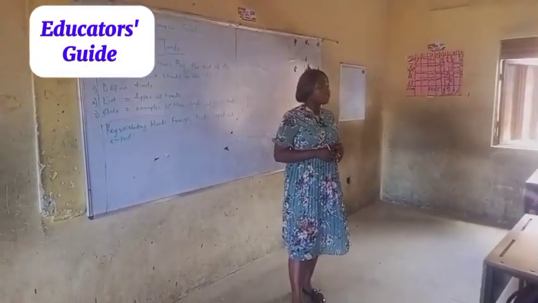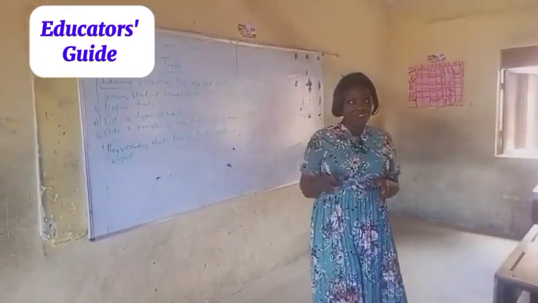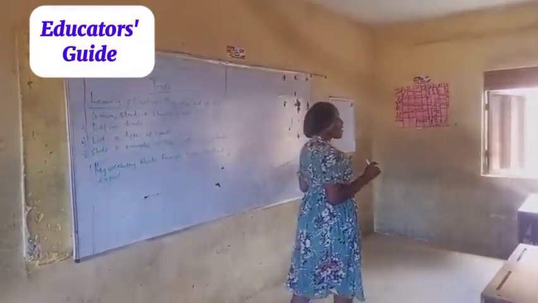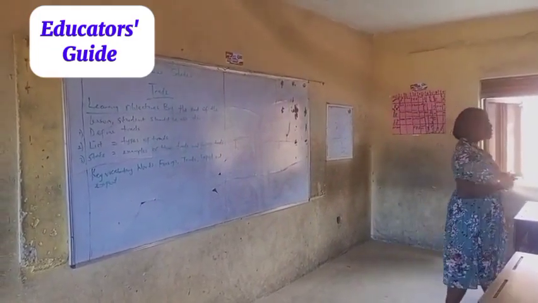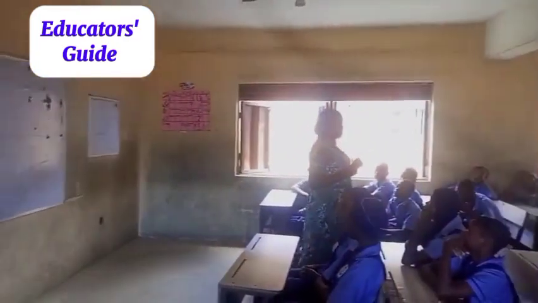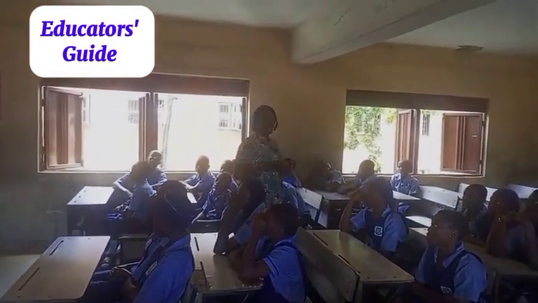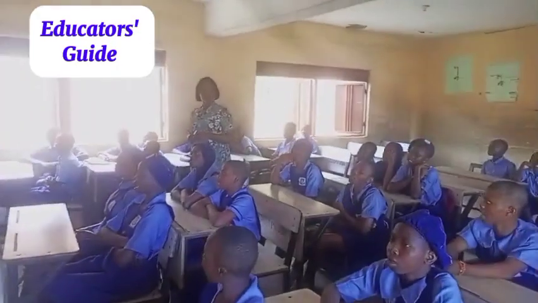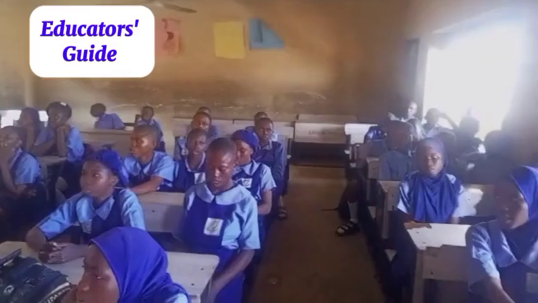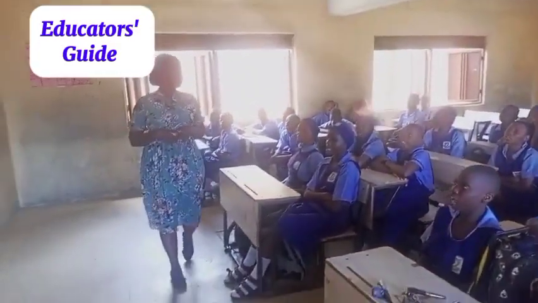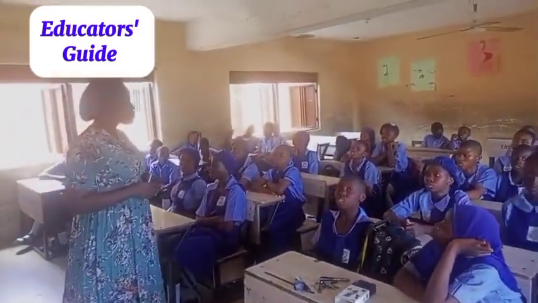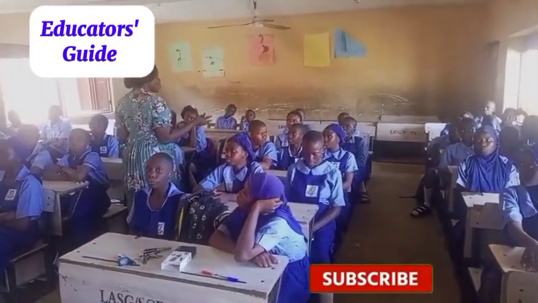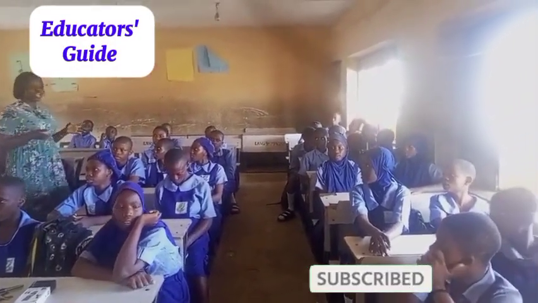Okay, so our first objective for today is to define trade. Trade is the buying and selling of goods and services to satisfy human wants. What did I say? Trade is the buying and selling of goods and services to satisfy human wants. Again? Very good.